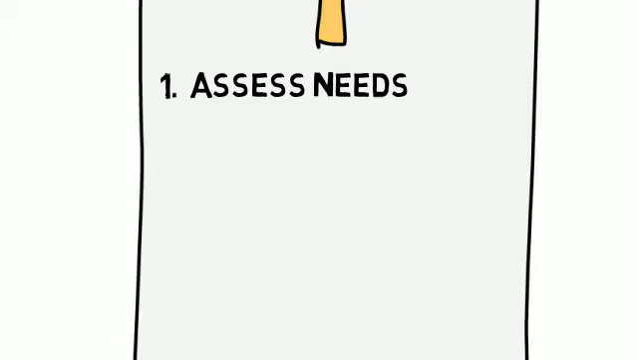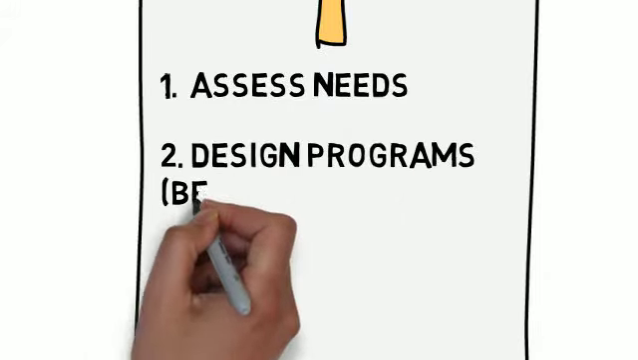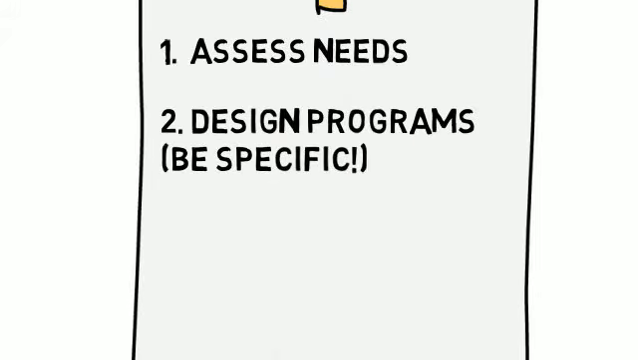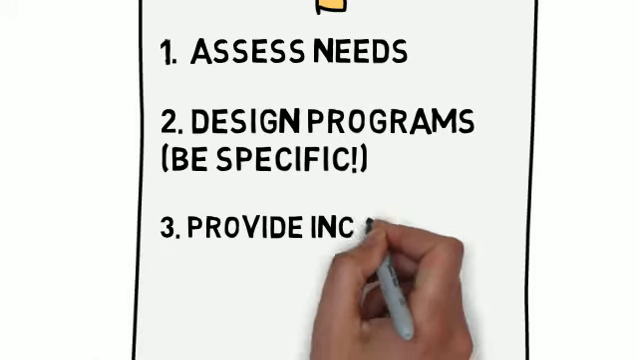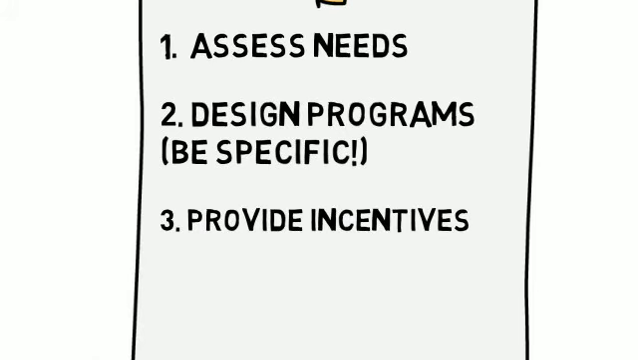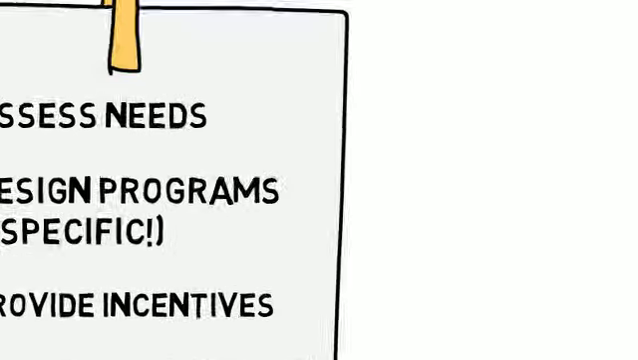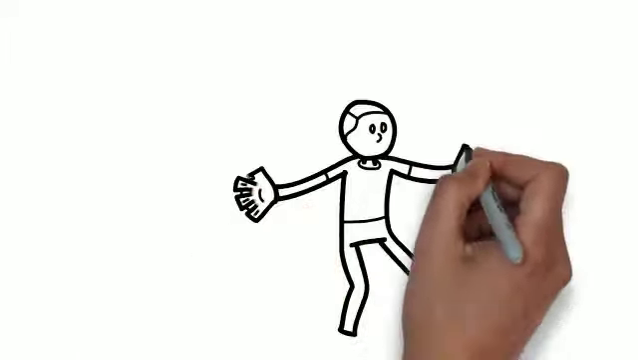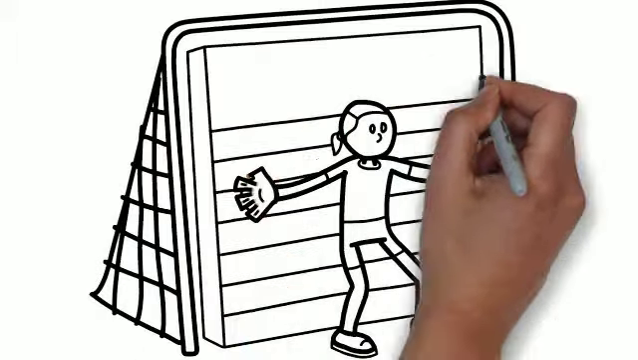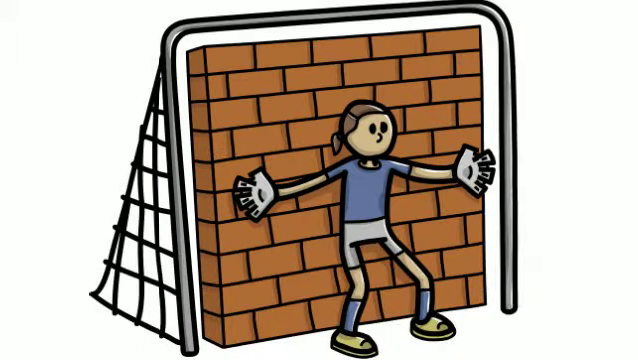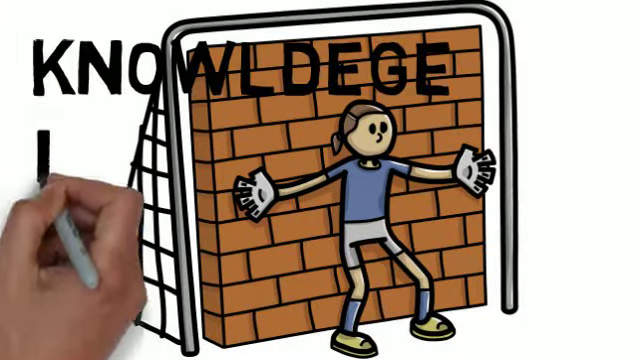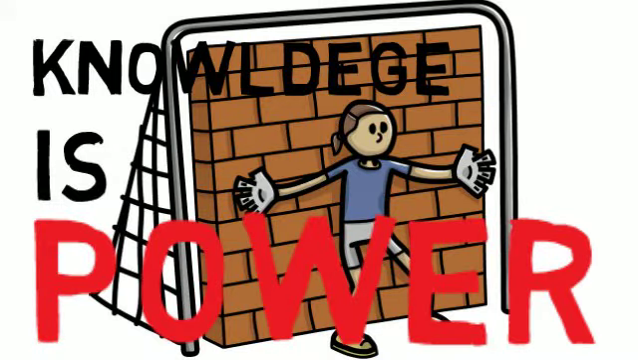Number 1, assess the needs of your staff. 2, design programs with specific applications in mind. 3, provide incentives for your staff. And 4, review and evaluate the quality of your PD. No matter what form of technology you're training your staff on, the unifying goal is the expansion of the mass of technical knowledge and expertise that exists.